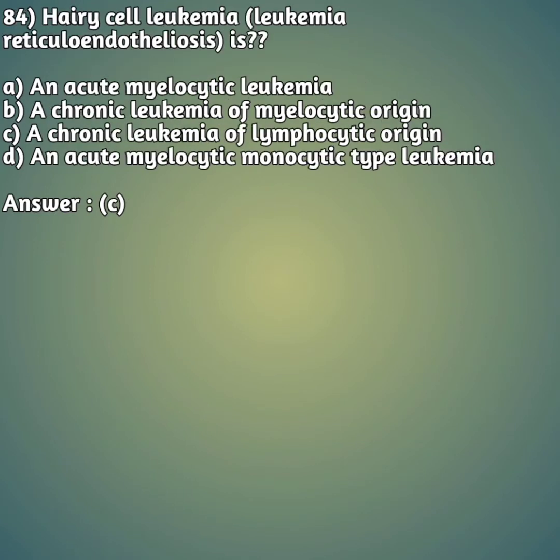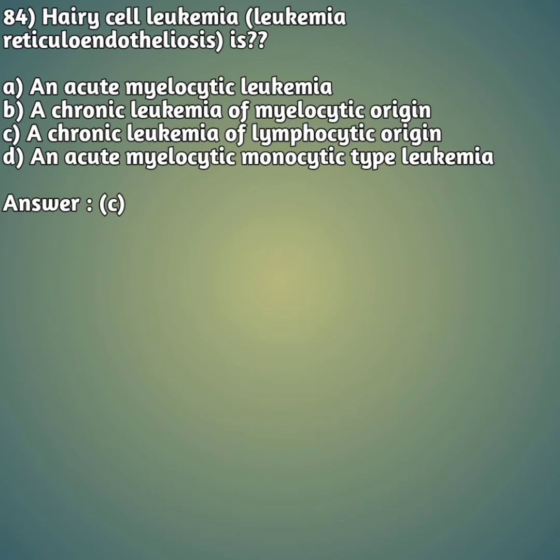Moving on to our 84th question. Hairy cell leukemia, that is leukemic reticuloendotheliosis, is option A an acute myelocytic leukemia, option B a chronic leukemia of myelocytic origin, option C a chronic leukemia of lymphocytic origin, option D an acute myelocytic monocytic type leukemia. So the right answer is C, a chronic leukemia of lymphocytic origin.